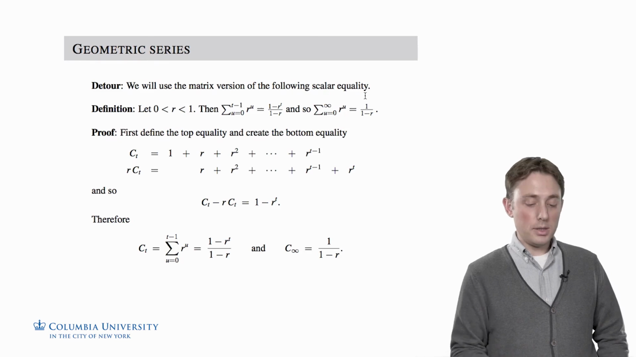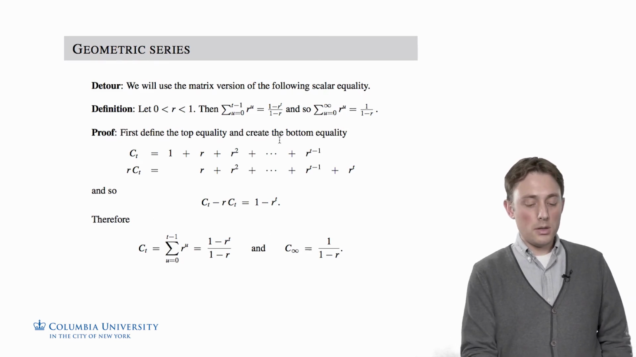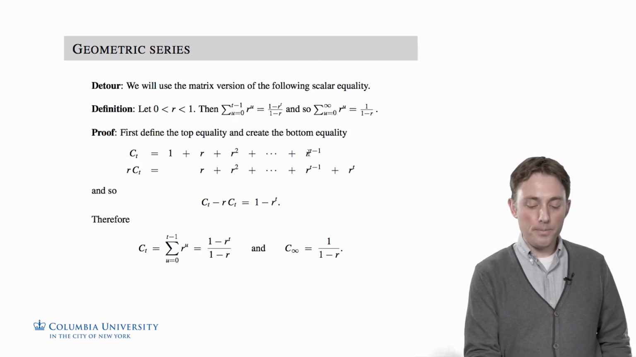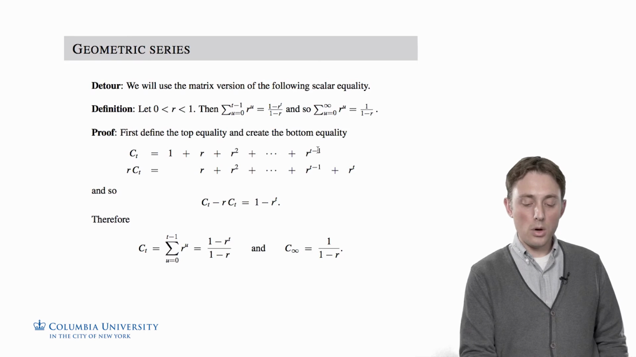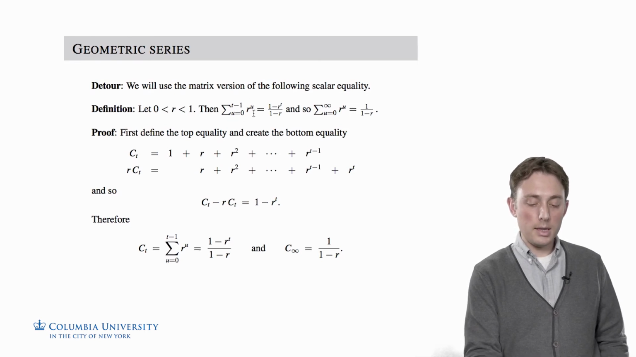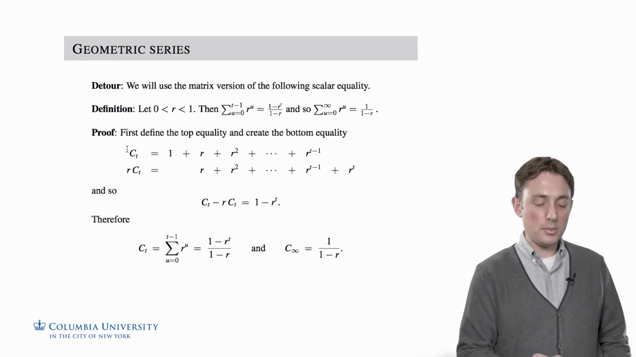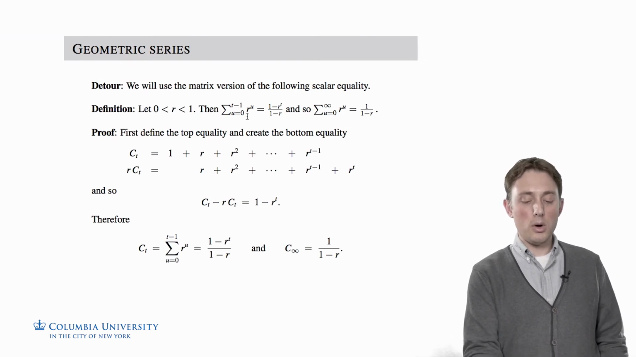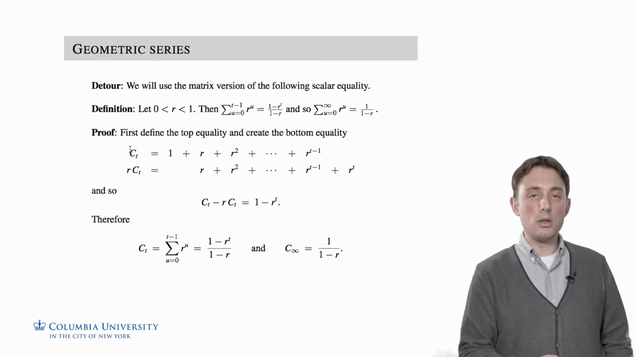So how can we prove this? It's very simple, very straightforward, and very clever. Let c_t be equal to this sum: r to the 0, which is 1, plus r to the 1, which is r, plus r squared, up to r to the t minus 1. We're letting this term be equal to c subscript t. We want to know what this value c_t is.